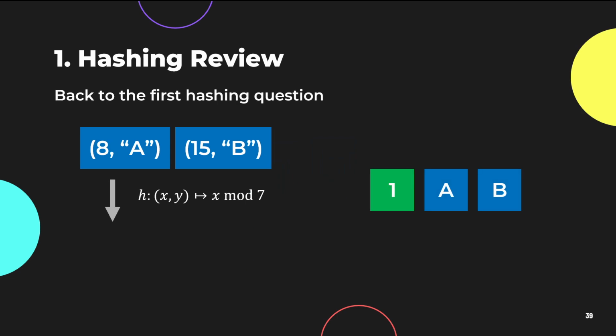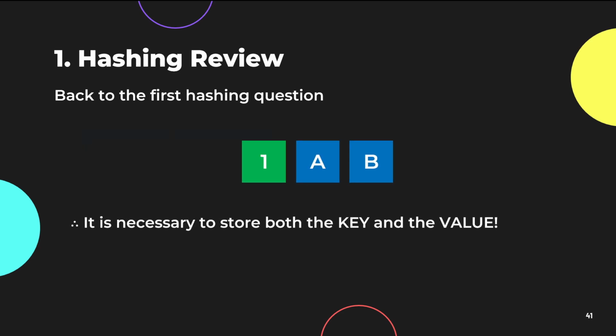Okay. Then another problem is, for example, if I have something like this, 8 and 15, but A and B, so something like this, 1A, B. Now if I have 15, does it map to A or B? We don't know. So in this case, it is necessary to store both the key and the value. So it comes to the possibility of whether it can map to the same bucket or not.